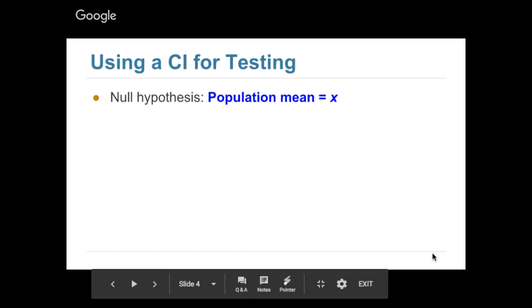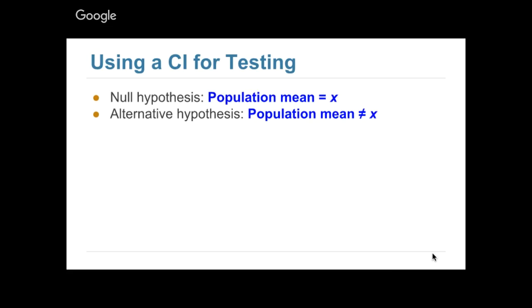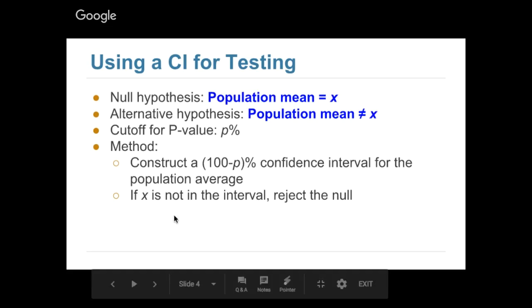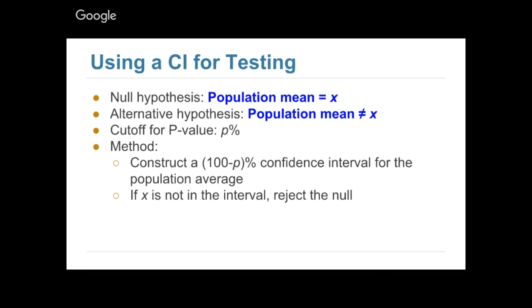We can use a confidence interval to conduct a hypothesis test. The idea is that we can use it to test the null hypothesis that the population mean is some number. Alternative is that the population mean is not some number. When we choose a cutoff as a p-value, we construct a confidence interval of 100 minus p% confidence. So if our p-value cutoff is 5%, we want a 95% confidence interval. If it is 10%, we want a 90% confidence interval, and so on. Then all we need to do is check whether x is in our interval, and if it isn't, then we can reject the null. Otherwise, we can't reject the null.